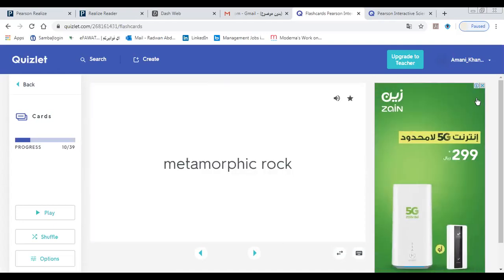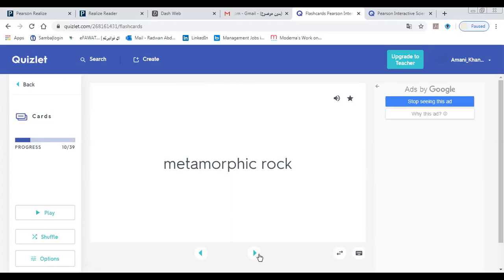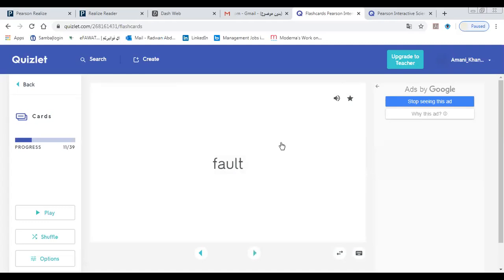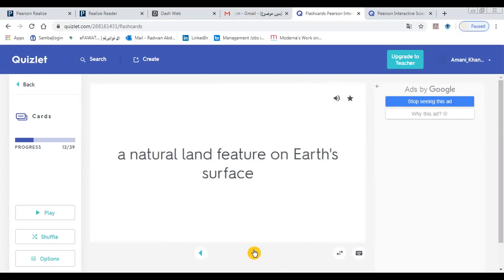Okay. Now, a break or a crack in rocks where Earth's crust can move suddenly. Is it volcano or earthquake? Who can tell me? Fault. It's a fault. It happens from an earthquake.